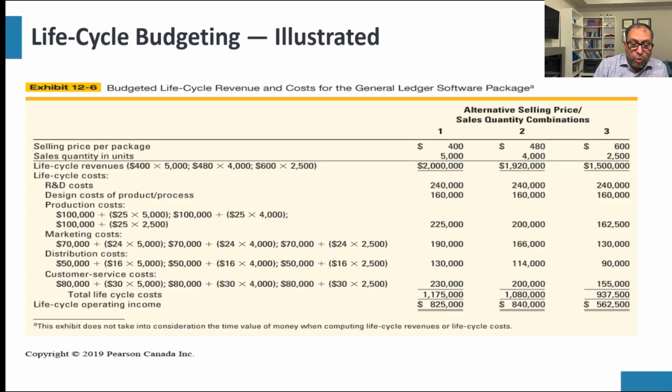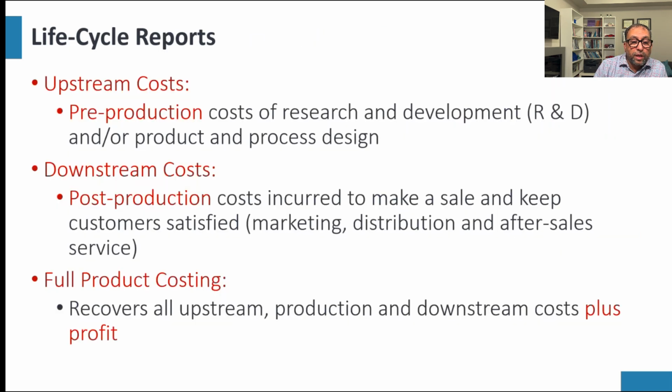So we see here that we can select any one of the options out of these three scenarios. We can go for the 480 price, and this way we are making 840, which is higher than 825 and 562. So that's the case.